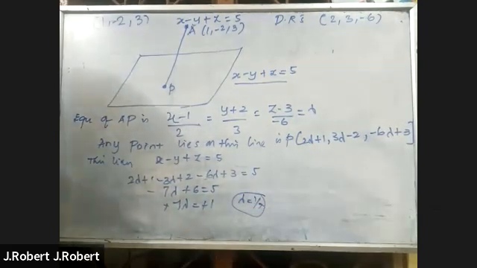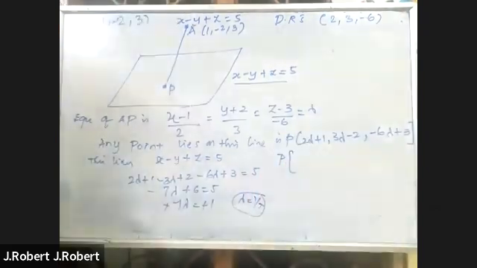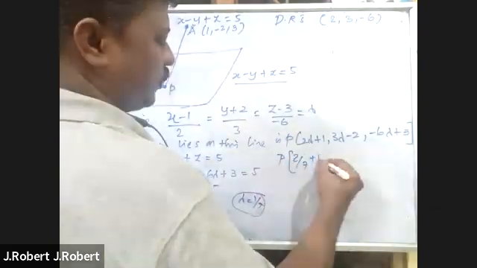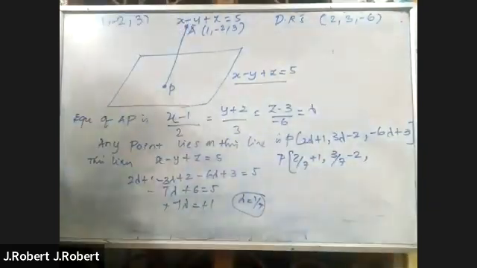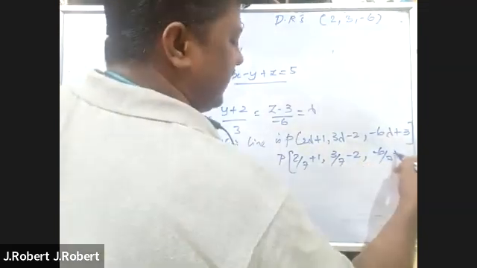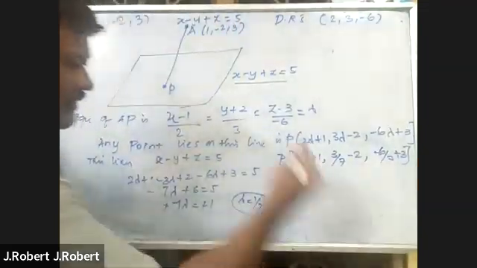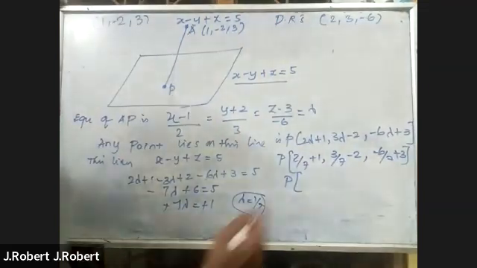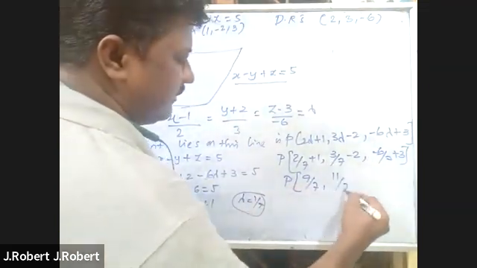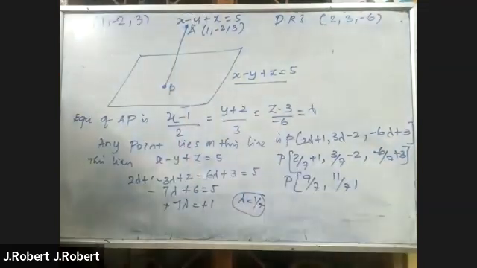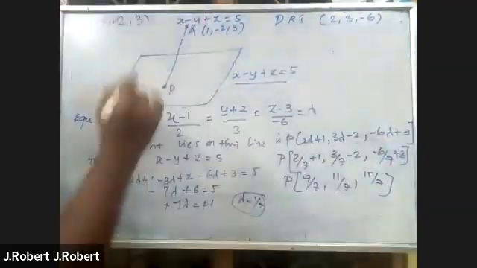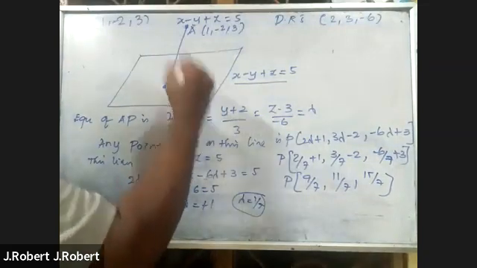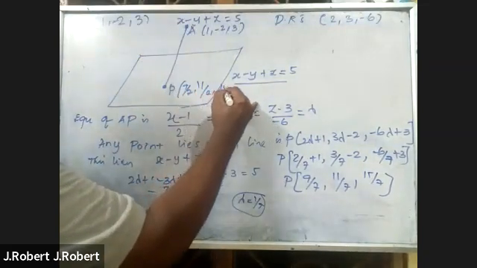Now we can find the point of intersection P: 2 by 7 plus 1, minus 3 by 7 minus 2, minus 6 by 7 plus 3. Simplifying, your P point is 9 by 7, 11 by 7, and 21 minus 6 is 15 by 7. So P is (9 by 7, 11 by 7, 15 by 7).